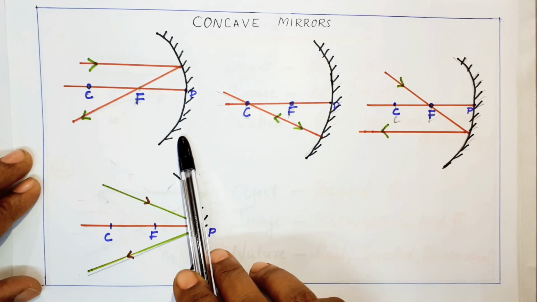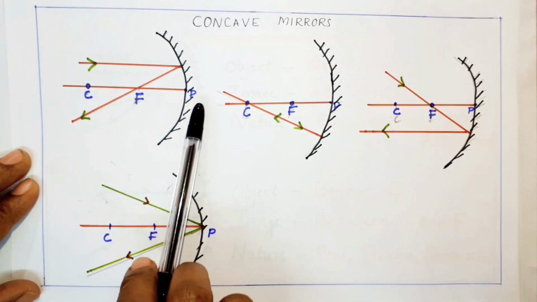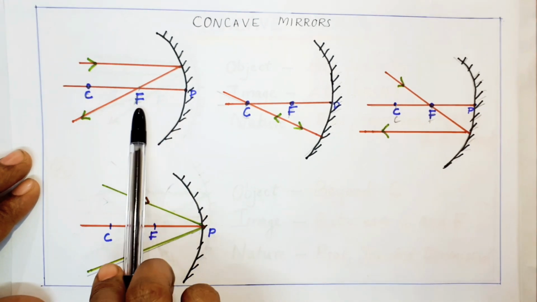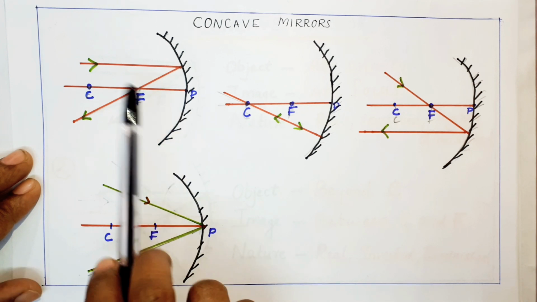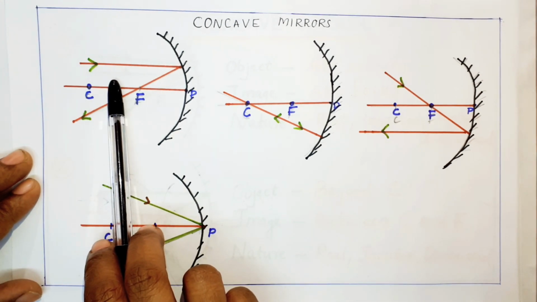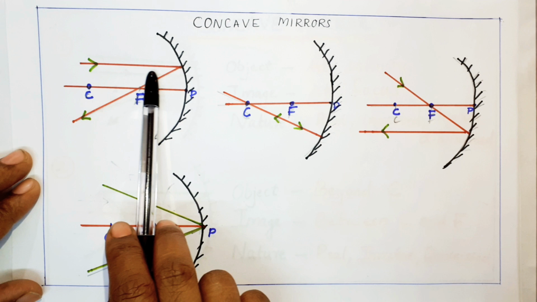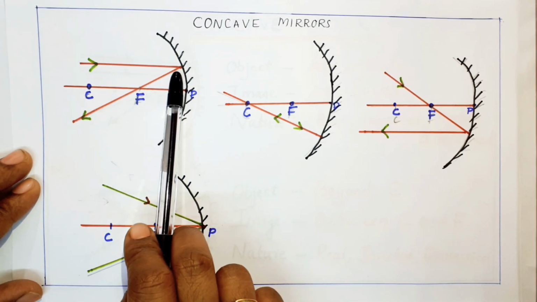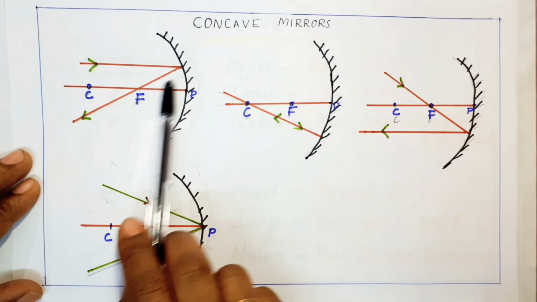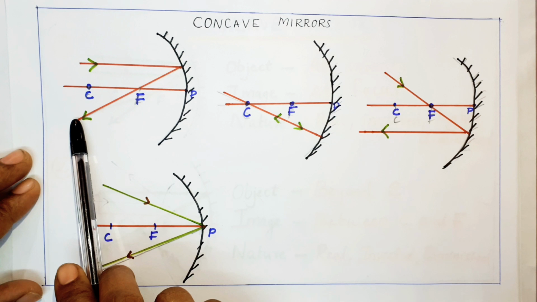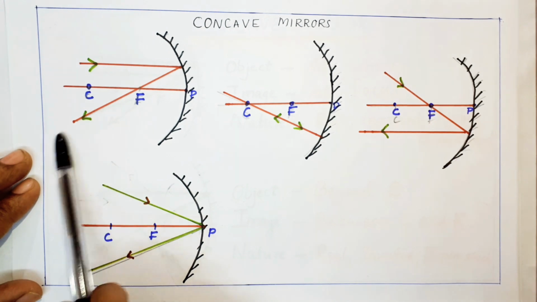See here, this is a concave mirror. We discussed the middle line, the line marked as P, F and C, which is called the principal axis. The first important point is that when a light ray which is parallel to the principal axis, after reflection, goes through the focus. This is the first main rule of ray diagram.